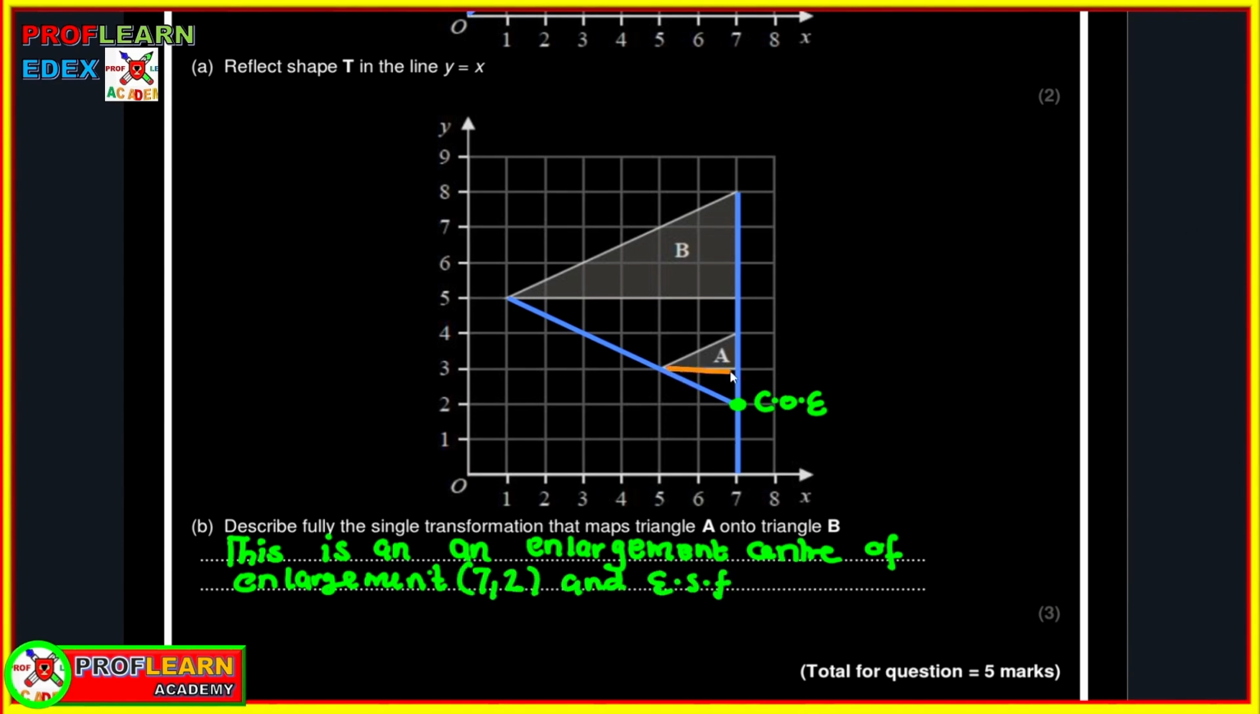Of course, you can check. How many boxes do we have here? 2. How many do we have here? 6. So which number have you multiplied by to get 6? From 2 it is 3. So 2 times 3 is 6, meaning the enlargement scale factor is times 3.